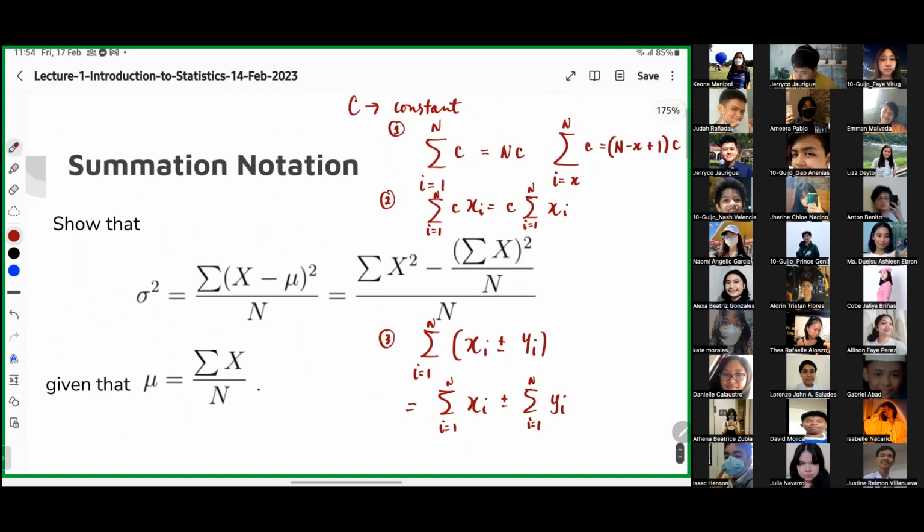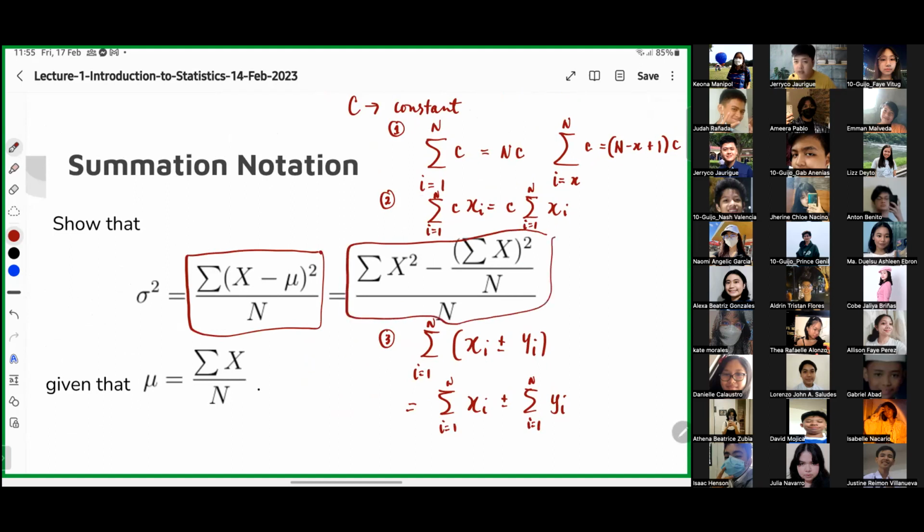Alright, so I want you to use these properties of summation to show that this formula over here is equal to this. Itong mu na to, ang formula niya is summation of x over n. Right? So ano lang to? Algebraic manipulation, dalhin nyo itong form na to papunta doon. Alright?